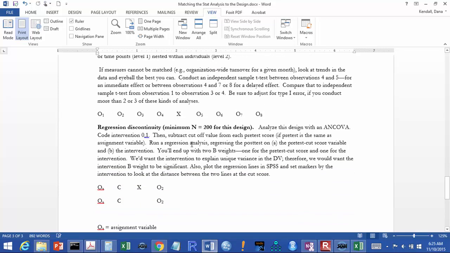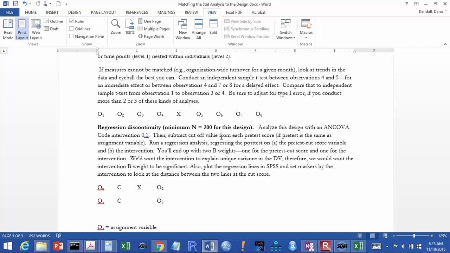Regression discontinuity design. You need a minimum of 200 for this design as per Shadish, Cook, and Campbell instructions. So what you do is you analyze this with an ANCOVA, but I do it with regression as well. Regression can do an ANCOVA, so they're like the same thing. So you code the intervention 0, 1. And then remember, with regression discontinuity, what we do is we take the mean of a cutoff variable, whatever that is, and everyone below the mean, we assign them to the intervention, and everyone above to no intervention, or vice versa.